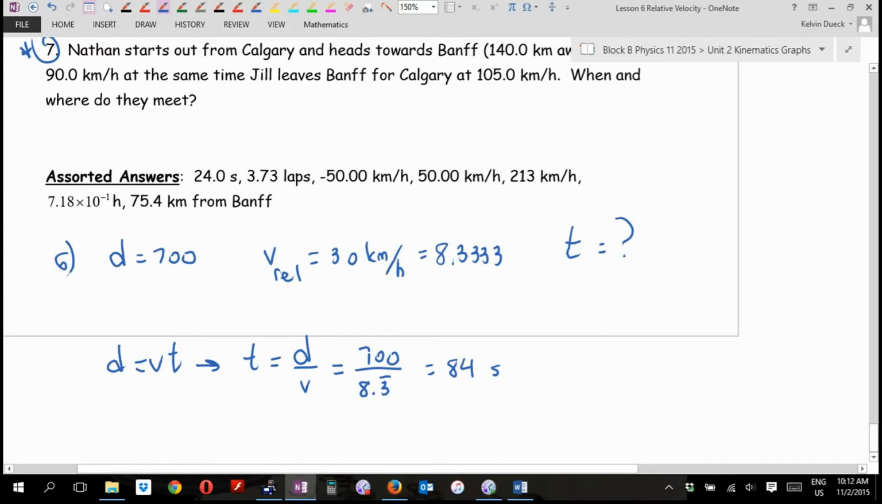I use d equals vt, and because there are two objects with different speeds, I use the relative velocity to find the time between them. You okay with that? Are they standing still? No. So, actually, how fast is Mario going?